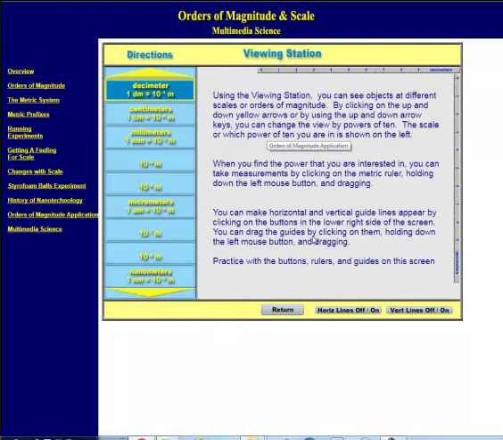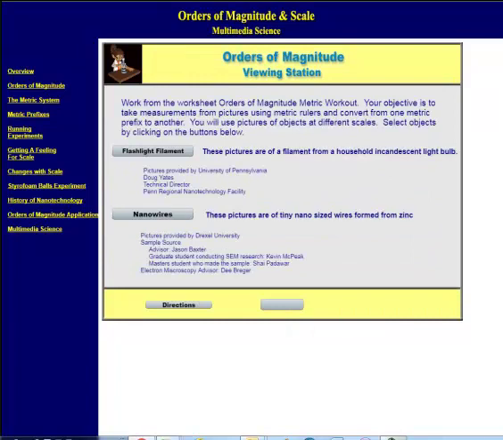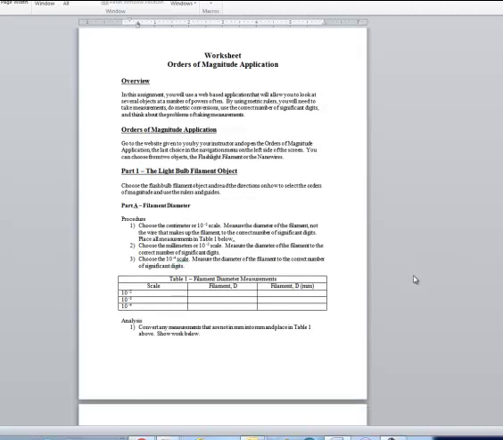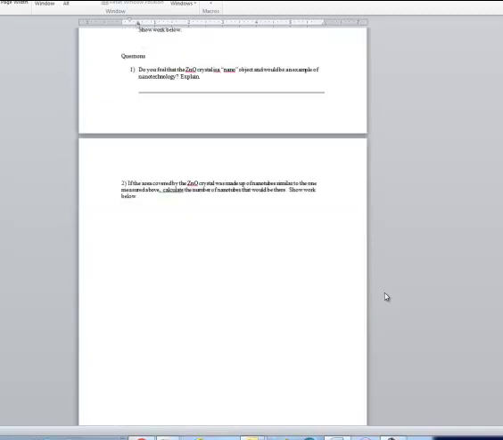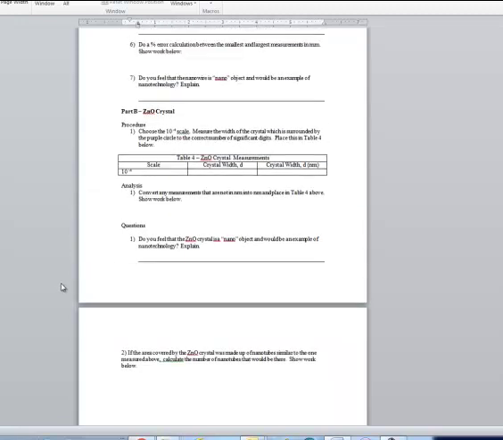There are, of course, directions for the students to help them figure out how to take the data. Let's take a quick look at the handout. So here's the order of magnitudes handout that you use with the orders of magnitude simulation. It's going to ask the students to take measurements at various scales and ask them a number of questions based on their readings, the last of which is if the area covered by the zinc oxide crystal was made up of nanotubes similar to the one measured above, calculate the number of nanotubes that would be there. It's actually a fairly interesting calculation.